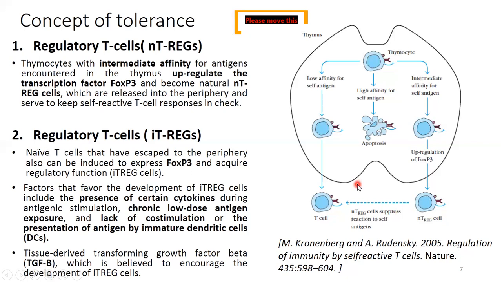There are some factors that may induce this phenotype of cells, which are the presence of certain cytokines, for example, transforming growth factor beta, chronic low-dose antigen exposure, lack of co-stimulation, or presentation of antigen by immature dendritic cells. These all lead to formation of induced regulatory T cells.